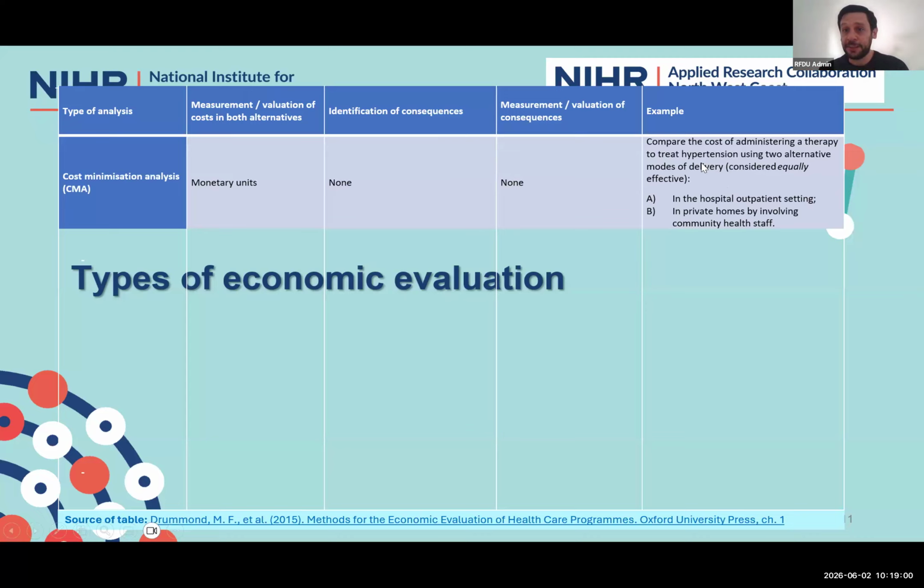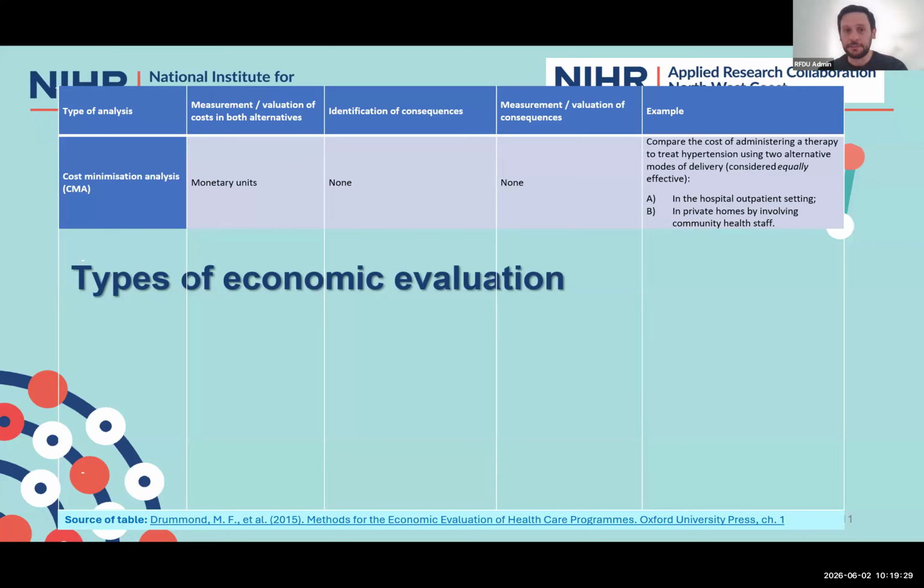You got an example here where you got a comparison of the cost of administering a therapy to treat hypertension using two alternative modes of delivery, which are considered equally effective. And the two alternative modes of delivery are in the hospital outpatient setting, or in private homes by involving community health staff. So the whole focus, as I mentioned before, is just on how much these two alternative modes of delivery might cost. So this is a very hypothetical example.